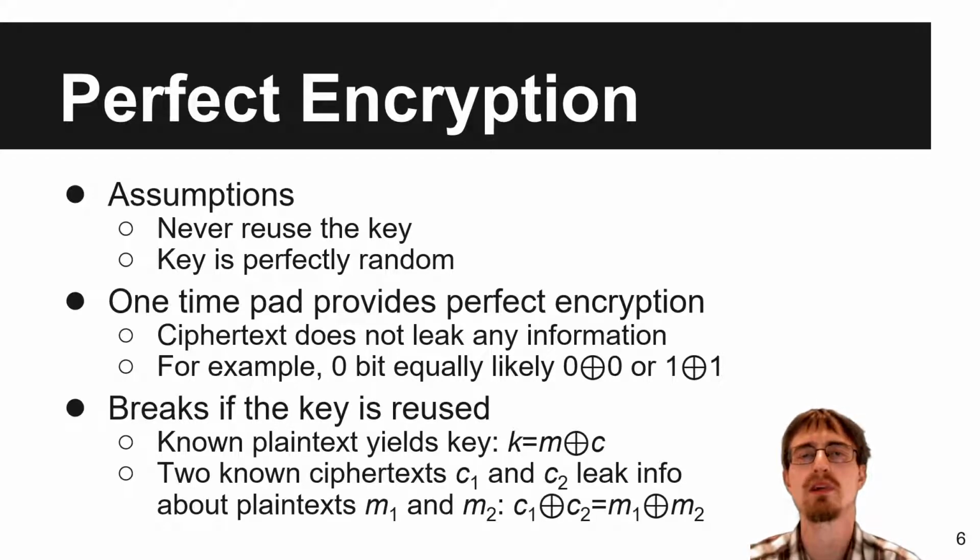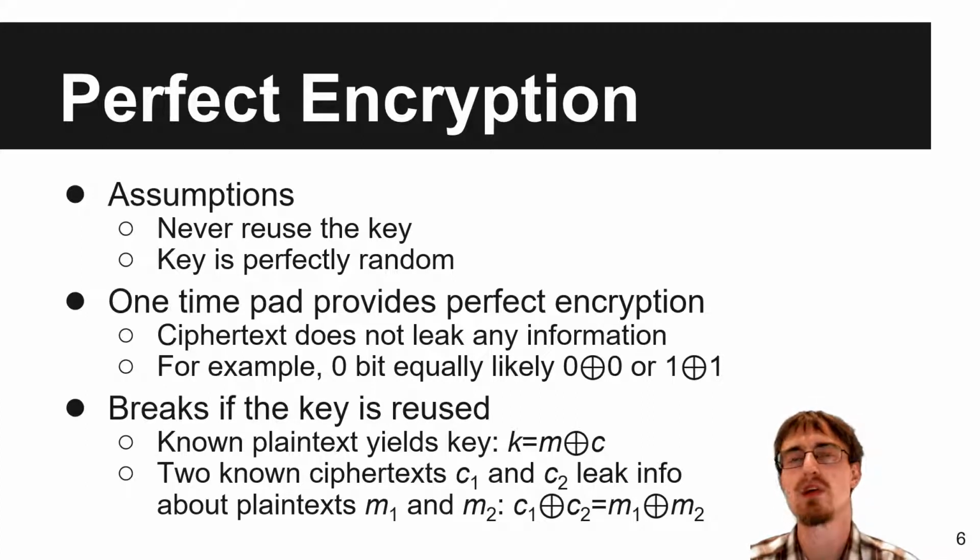Now, it is important to note, whenever the key is reused, this completely breaks down. If we have a known plaintext, for example, then we get the key very easily. In a known plaintext attack, we simply XOR the plaintext and the ciphertext, and we get back the key, because this is how XOR works.